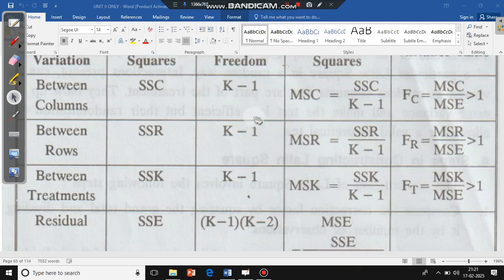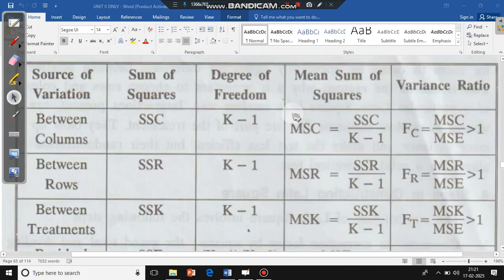In the 8-mark question they may ask this, so you have to remember this table in order to get the marks in the examination. For SSC, the sum of squares column wise, the degrees of freedom is k minus 1. And how to find MSC? This is nothing but SSC divided by k minus 1. What is this k?